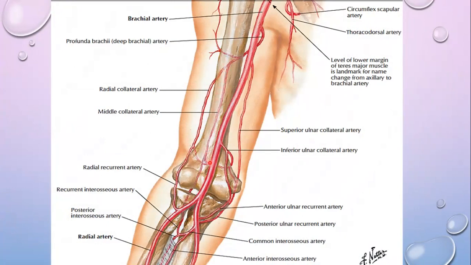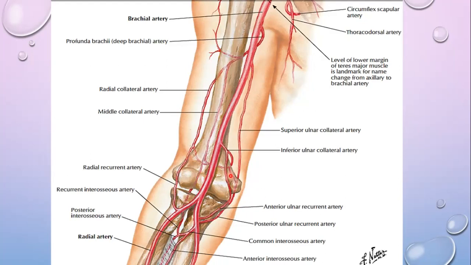Now, the middle collateral, you can see here above the olecranon fossa, is somehow in phantom, it is back there. You can see it is anastomosing with the transverse branch from the posterior division of the inferior ulnar collateral. Then you can see in front of the lateral epicondyle, the radial recurrent artery anastomosing with the radial collateral artery.